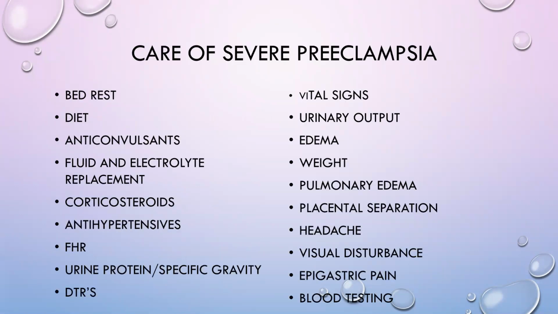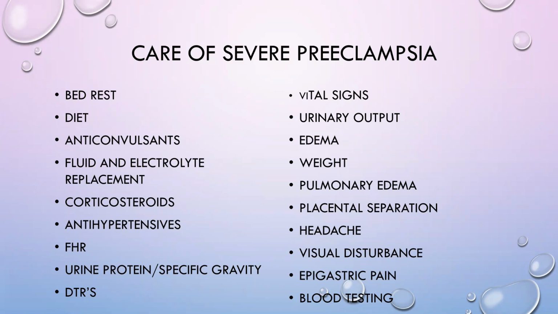Care for these women includes bed rest, special diet, anticonvulsants, fluid and electrolyte replacement, steroids, antihypertensives. And of course, we're going to be checking urine protein and fetal heart rates.